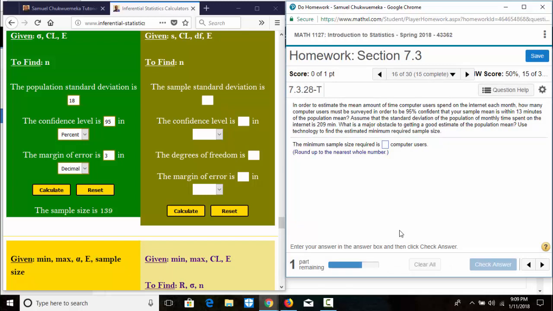Question 16. In order to estimate the mean amount of time computer users spend on the internet each month, how many computer users must be surveyed in order to be 95% confident that your sample mean is within 13 minutes of the population mean? Assume that the standard deviation of the population of monthly time spent on the internet is 209 minutes. So population standard deviation is 209.